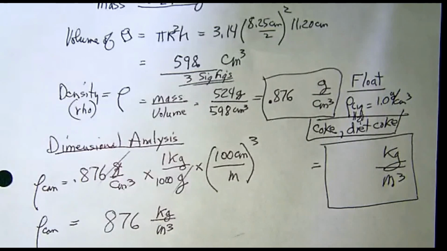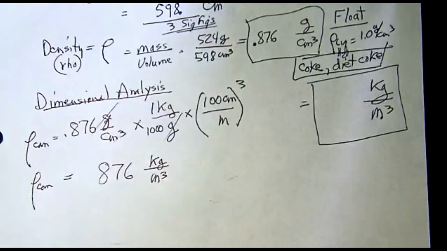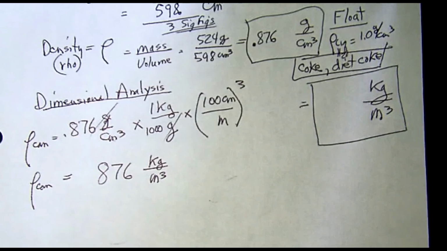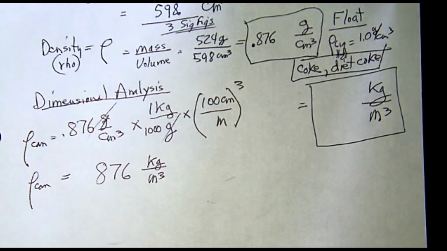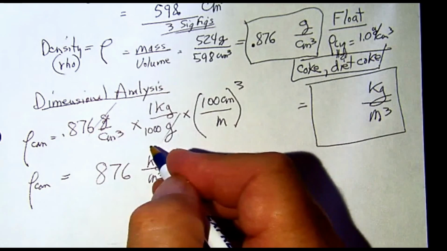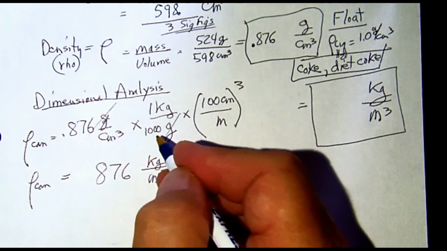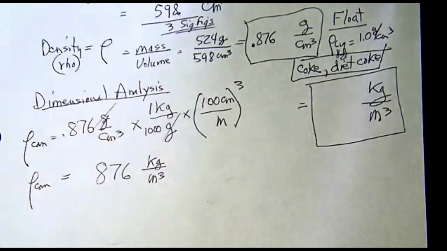Now, what do you think water would be? Just guess. What would water be? 1,000. 1,000, right? And that's the standard units for pure water at standard conditions, okay? So this is less than that, it's gonna float. So notice that 100 cubed is 1,000,000, and 1,000,000 divided by 1,000 is 1,000, and 1,000 moves that decimal place over here 3 times, and we end up with 876.